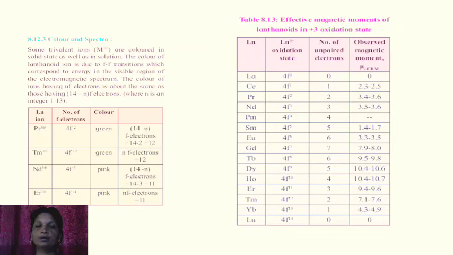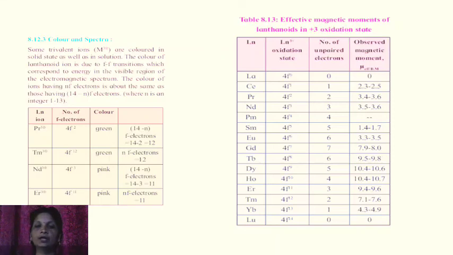Terbium+3 shows the number of unpaired electrons 6. So that will be 9.5 to 9.8 magnetic moment. Dysprosium+3, 5 unpaired electrons, 10.4 to 10.6. Holmium shows the outer electronic configuration 4f10. It will have 4 unpaired electrons, so it shows the magnetic moment 10.4 to 10.7.